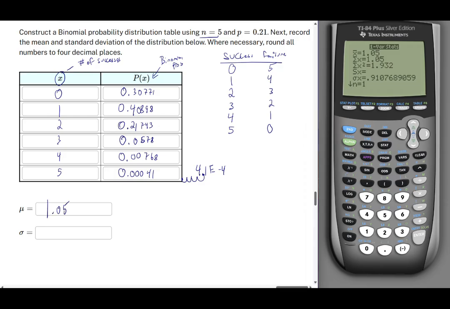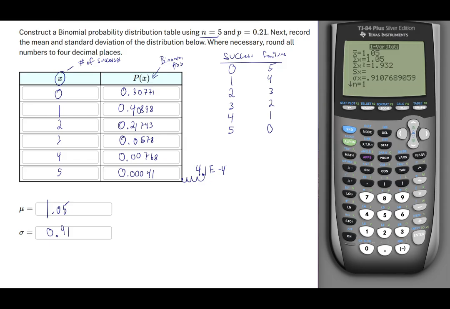You'll see that there is no sample standard deviation, because as I was just mentioning, we always deal with population values when we're dealing with a binomial probability distribution like this. And the standard deviation, sigma, is 0.91. So we found the mean and standard deviation.